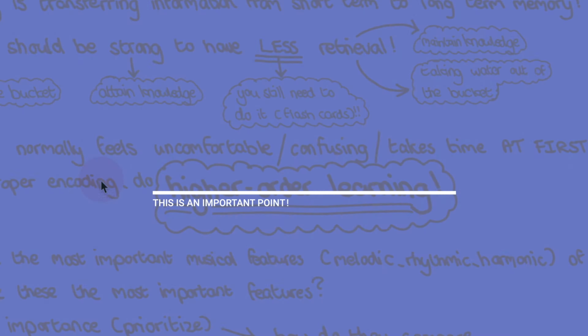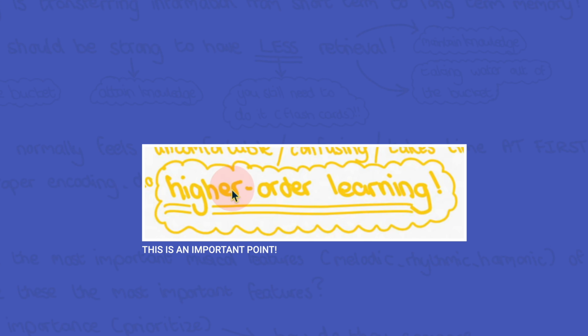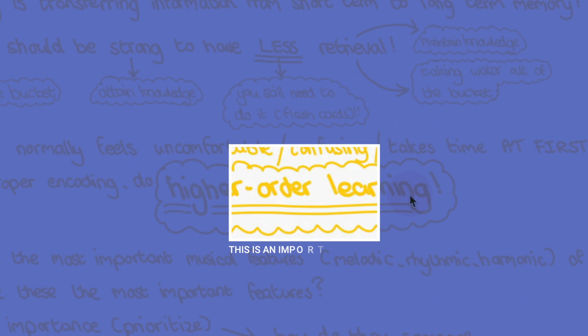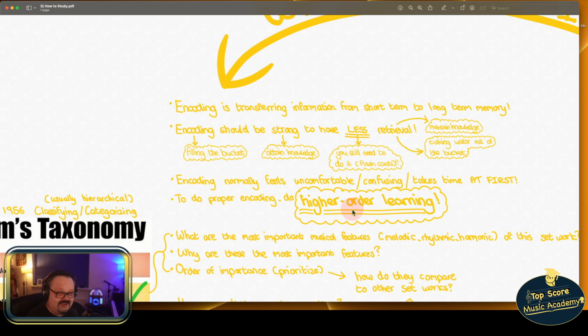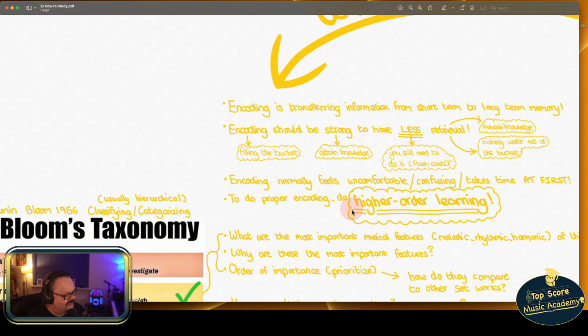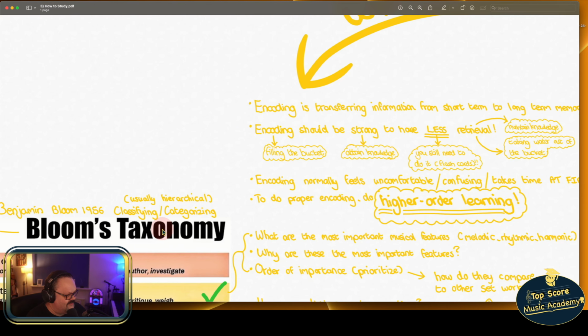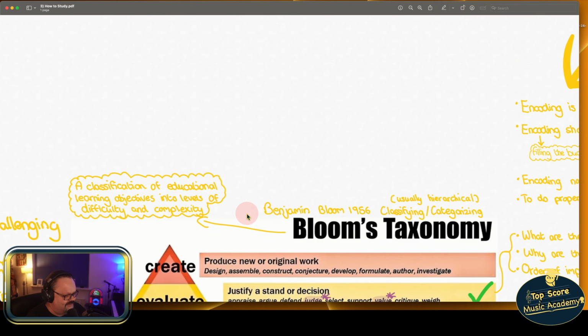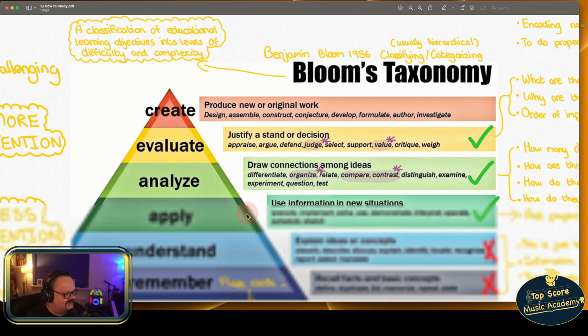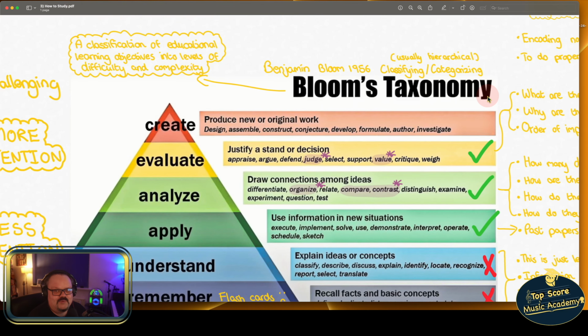So to do proper encoding, you need to do what's called higher order learning. And when it comes to higher order learning, this is what we're aiming for. We're going to look at a thing called Bloom's taxonomy. Now, if I show you guys this, a lot of teachers will probably feel a shudder going down their backs, because a lot of teachers have studied this when doing their teacher training, their postgraduate certificate of education. So what is Bloom's taxonomy?